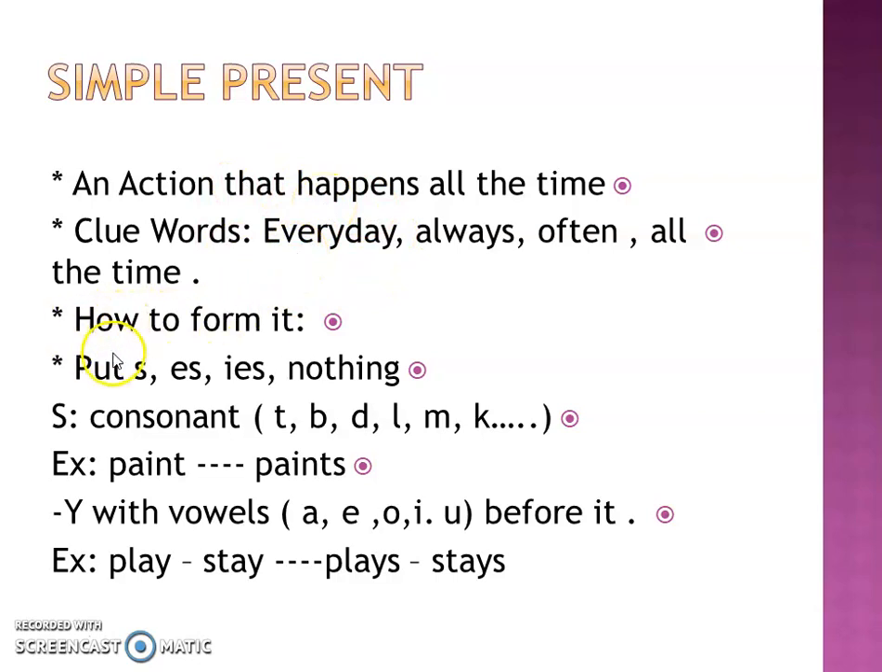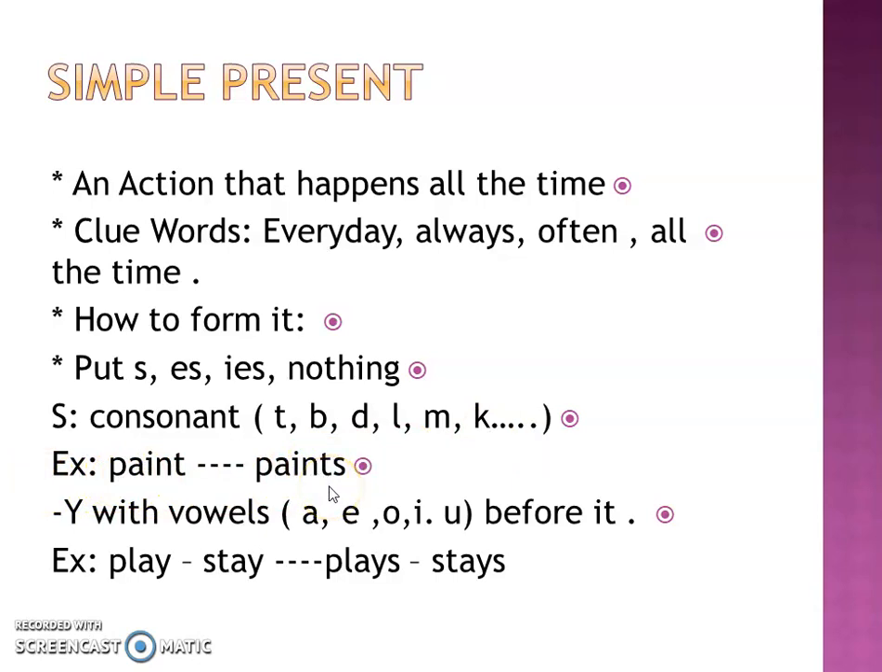Okay? How do we form the simple present? We put S, ES, IES, or we don't put anything. Let's start with the S. You put S if your verb ends with a consonant like T, B, D, L, M, or K. Example, paint, paints. Okay, you put S.